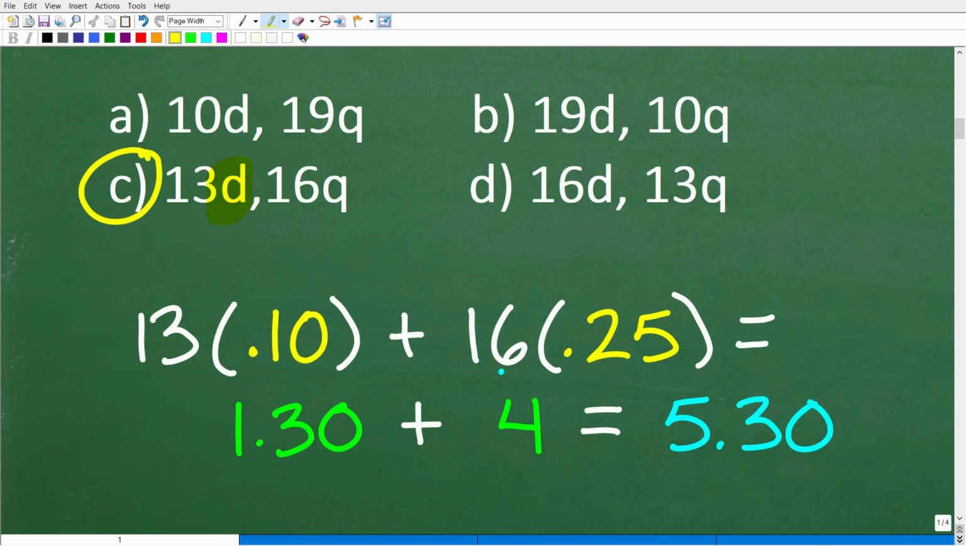But 13 dimes is going to be worth 13 times 0.10, okay, because a dime is worth 0.10 of a dollar. So 13 times 0.10 is 1.30 or $1.30. That's how much 13 dimes is equivalent to. How about 16 quarters? Well, a quarter is worth 0.25 of a dollar or 25 cents. Now again, I'll explain this in just 1 second. So 16 times 0.25 is 4 or $4. So $1.30 plus $4 is indeed $5.30.